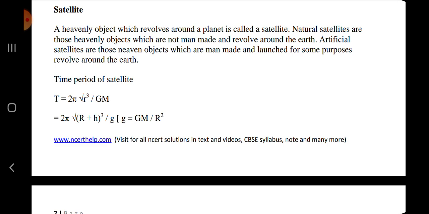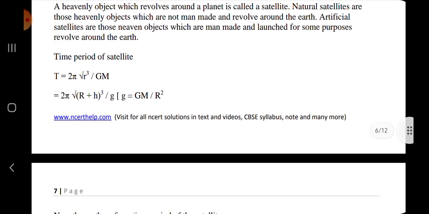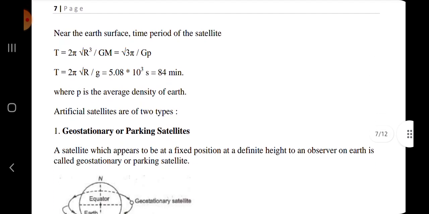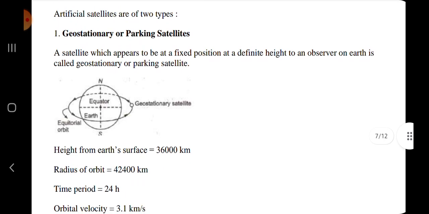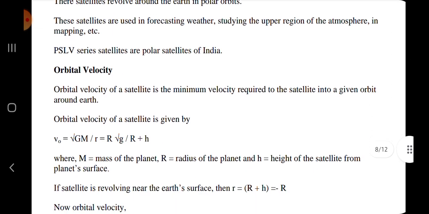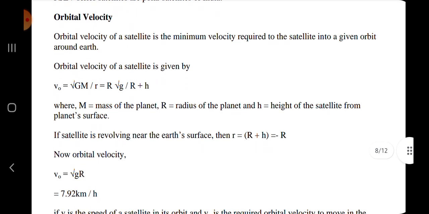Time period of a satellite T = 2π√(r³/GM), that is equal to 2π√((R+h)³/g). Then artificial satellites are of two types: geostationary or parking satellites, and polar satellites. Then orbital velocity.